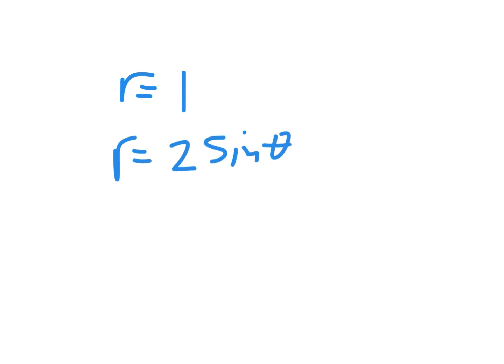I think we should do one more of those intersect kind. R equals 1. R equals 2 sine theta. Figure out where those two intersect. Pause for a sec while you try that one.